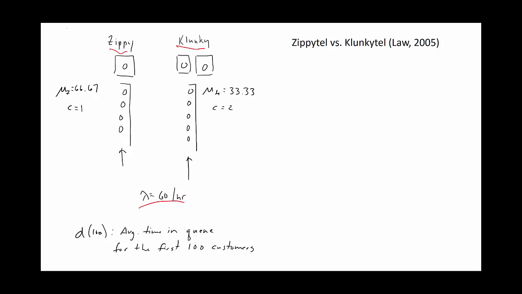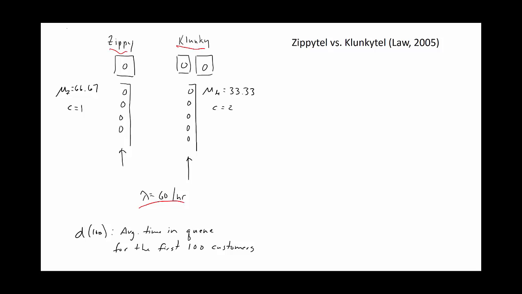The fast ATM, the Zippy ATM, has a processing rate or service rate of 66.67, and the Clunky or slow ATM, each one has a processing rate of 33.33. So you can see that we have the exact same total processing rate. For Zippy, it's just done with one server. With Clunky, it's done with two servers.